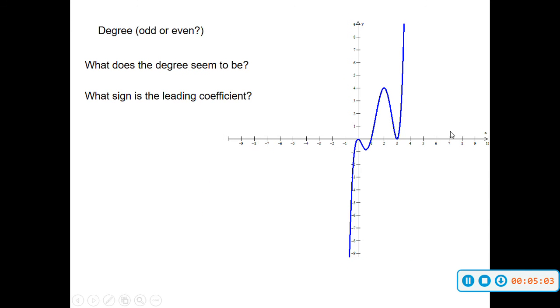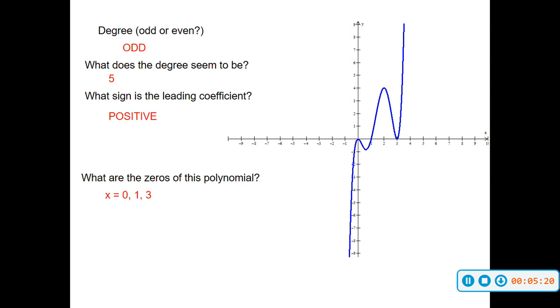Alright, is this odd or even? Odd. It is odd. What degree do you think it is? Fifth. Positive or negative? Positive. What are the zeros? 0, 1, and 3. Good. So now, I only listed 3. How many am I supposed to have? 5. So, that might mean that I have some imaginary zeros.